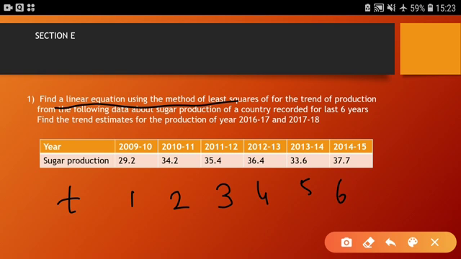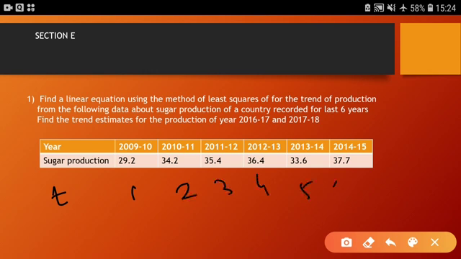Then you are asked to find the trend estimate for 16-17 and 17-18. So what are the T for these 2 years? Do you think it is 7 and 8? Yes or no? If you are thinking that up to 6 is there in the question, so this will be 7 and this will be 8, then you are thinking wrong. You don't have to see like this, but you have to see like this.